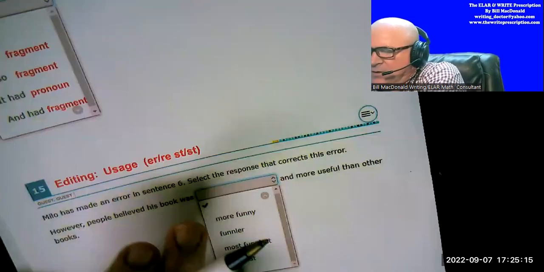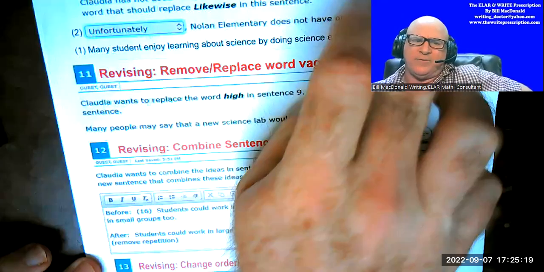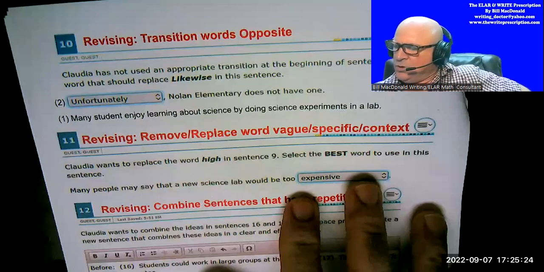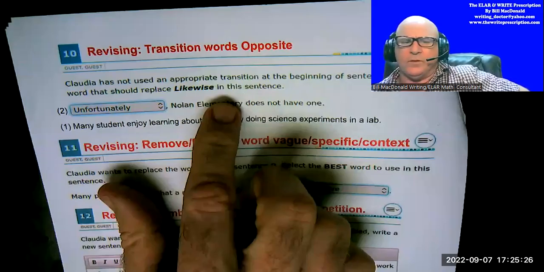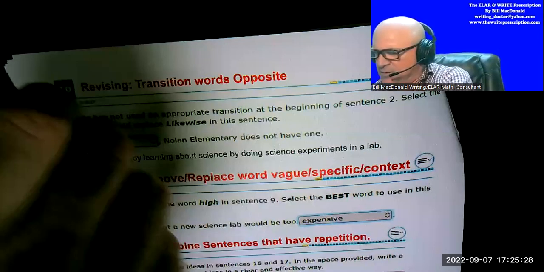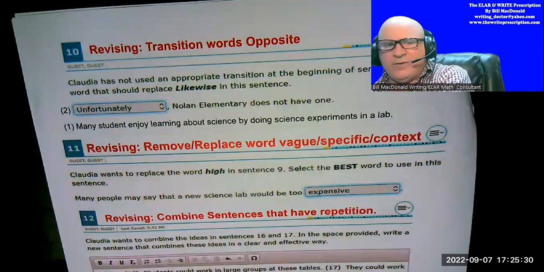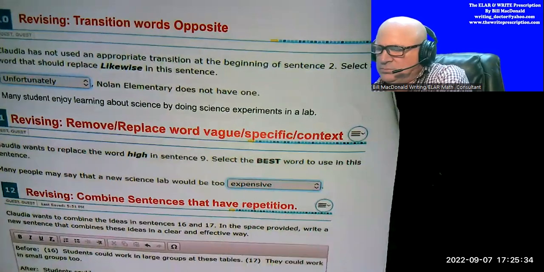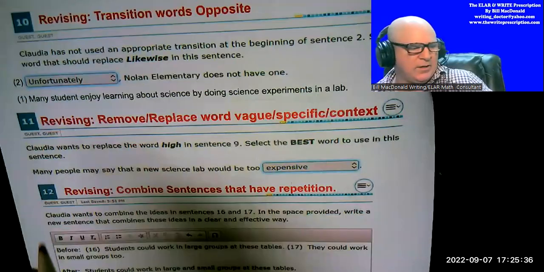All right, we'll go a little faster. Drop down menu. This is revising. There are 4 revising questions. Drop down menu. Let me get my folder.